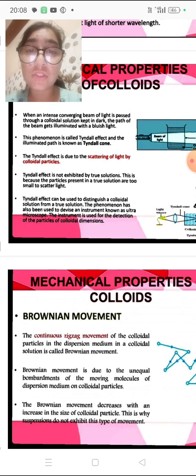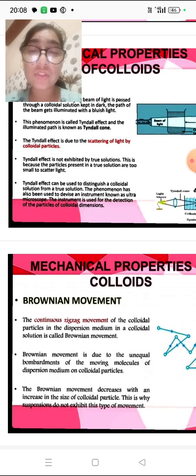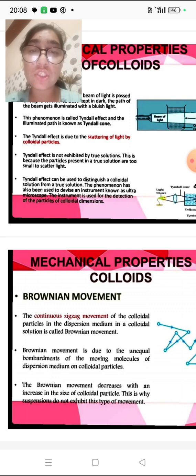This is because the particles present in a true solution are too small to scatter light. The Tyndall effect can be used to distinguish a colloidal solution from a true solution. The phenomenon has also been used to devise an instrument known as ultramicroscope. This instrument is used for the detection of particles of colloidal dimension.